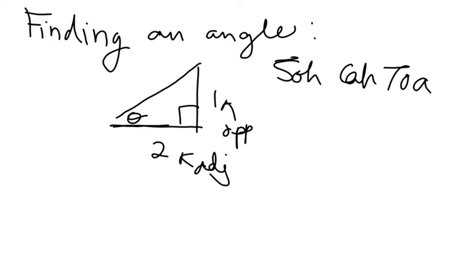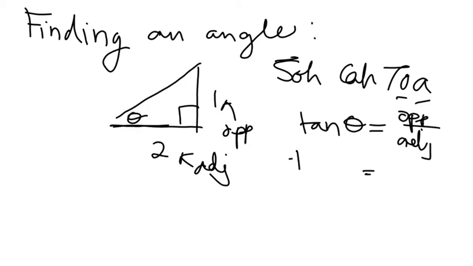Because we have those two things, opposite and adjacent, we're going to use tangent, but we can't quite just use the same method we had before. The equation's still true, so I have tan theta is equal to opposite over adjacent, and I can still plug in my numbers. I have tan theta equals 1 over 2. What I want to do is get theta by itself.